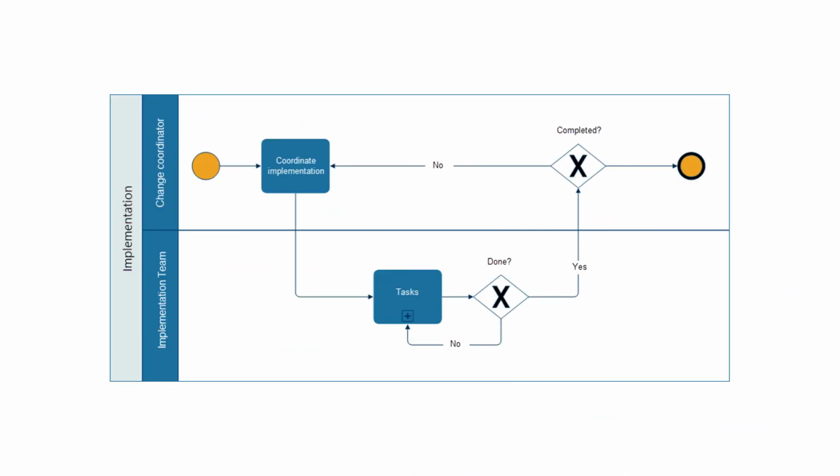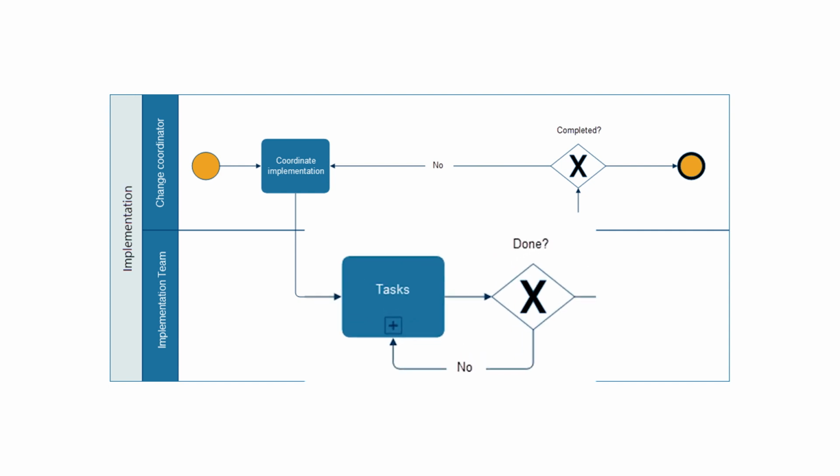In the subsequent implementation phase, the actual realization, testing, and implementation of the change takes place. The different steps can be controlled by the change coordinator with tasks or subprocesses.